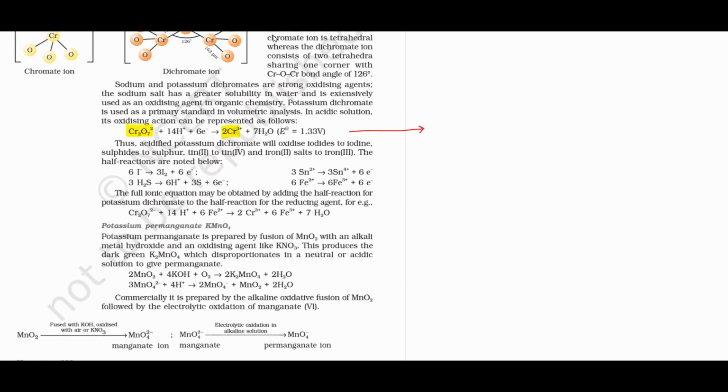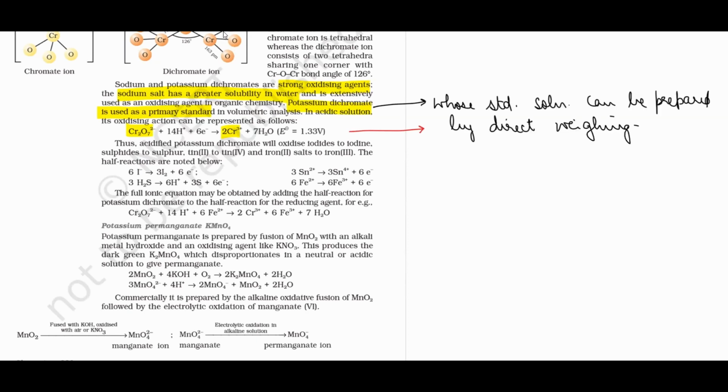Both sodium and potassium dichromates are strong oxidizing agents. Sodium salt has a greater solubility in water. This is the point we made use of while preparing as well. And also potassium dichromate is used as a primary standard. Very important. Primary standards are those substances whose standard solution can be prepared by direct weighing because they are obtained in pure form and do not have problems like hygroscopy, etc.